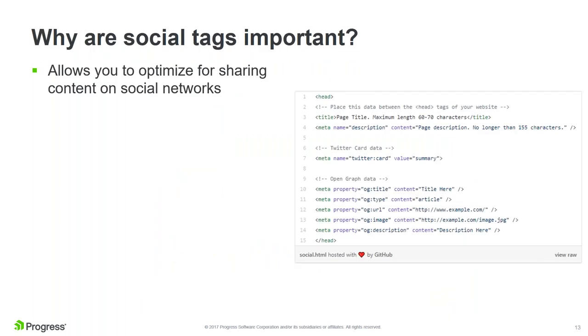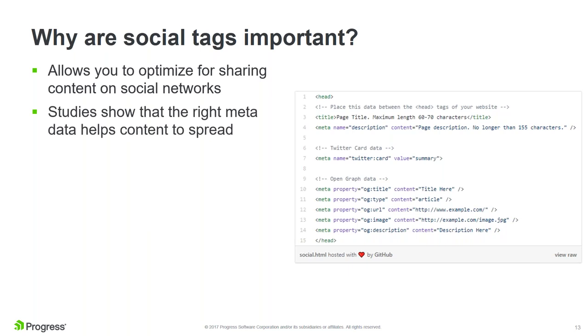So why are social tags important? They allow you to optimize, obviously, for the sharing of content on social networks such as Twitter, Facebook, Google+, and Pinterest, by defining exactly how titles, descriptions, images, and more appear in social streams. Studies show that the right metadata, including optimized media such as images or videos, helps content to spread, which often leads to increased links and mentions.